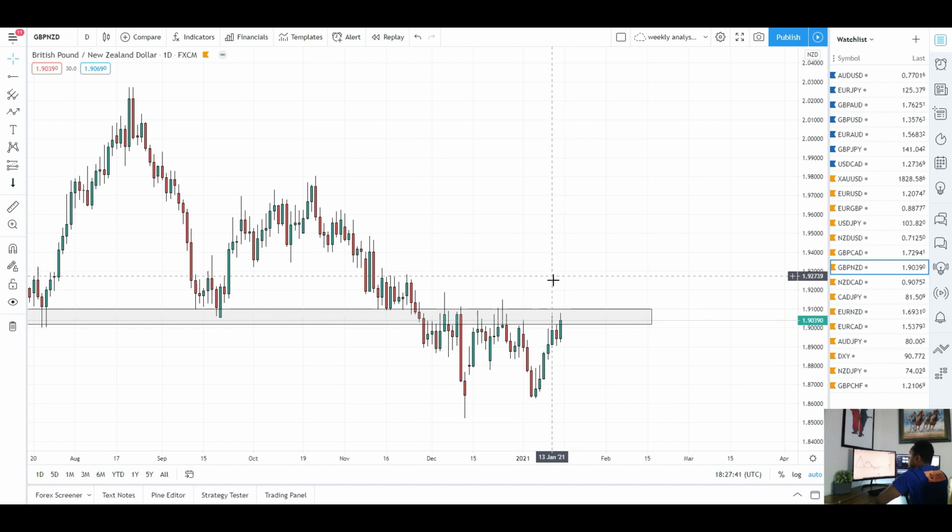So I'm expecting a break of this level and probably see a bigger push to the upside for this pair. But again, probably going to see some retrace first because we did see quite a big push to the upside for GBPNZD. So probably expect price to fall to the downside a little bit, but eventually go and break through this resistance and probably see a bit more of a counter trend move for GBPNZD.